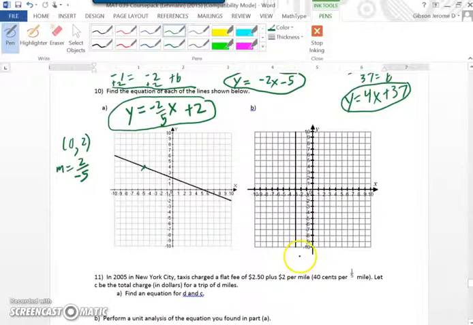Now we come to B here. If you notice here, we have a straight line going up and down where x is negative 3. So when you have a line like this, your answer is just x equals negative 3. That's it. And if you had a horizontal line, then it'll be y equals whatever that point is.